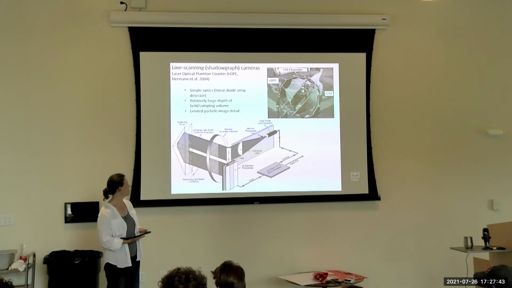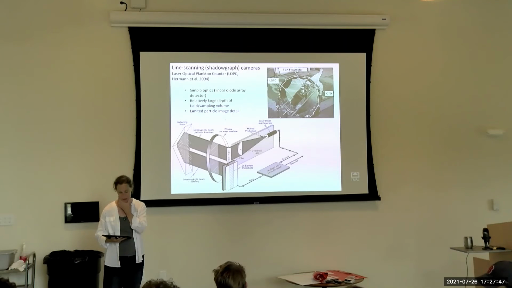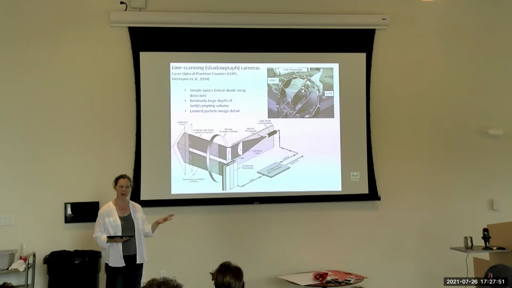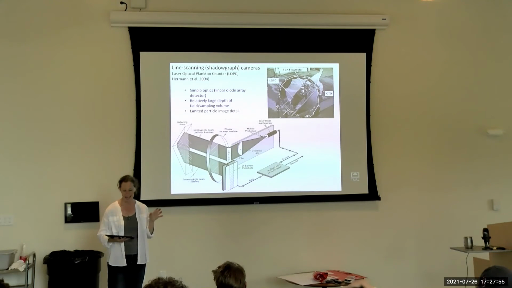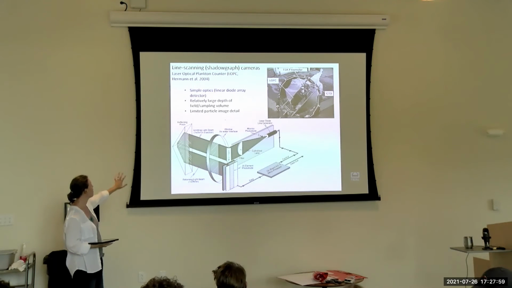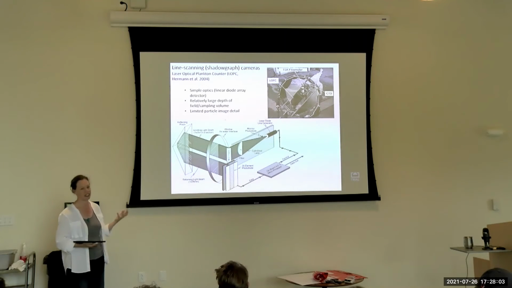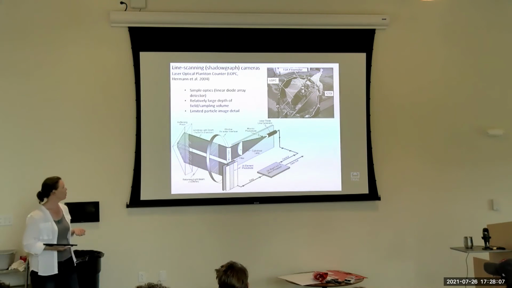The last class of imaging detectors I wanted to talk about were line scanning cameras, or sometimes they're called shadowgraph cameras. And I'm going to start by talking about one that's actually no longer produced and sort of old, but there are nice figures in the paper introducing this that I think are helpful to understand how it works. And then I'll talk about a larger format one.